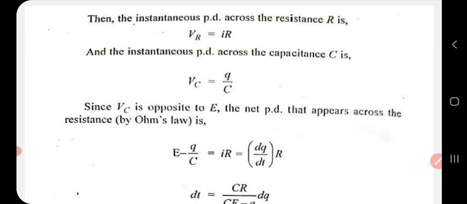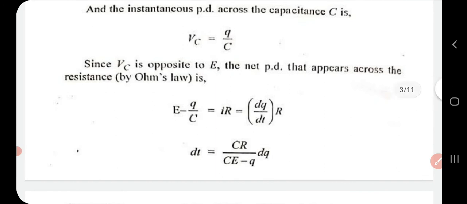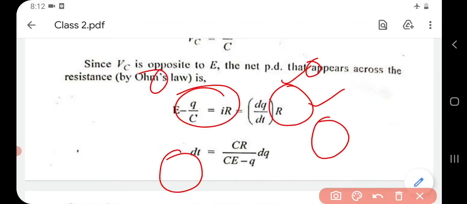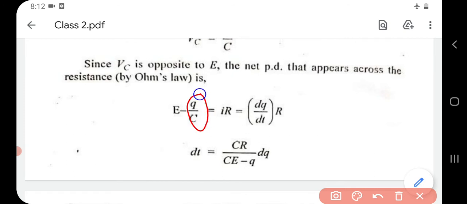Now, I already told that the capacitor voltage VC is opposite to the applied EMF E. Therefore, the net potential difference. These sentences are similar to what we learned in the last class. If you want, you can compare and study. Then the net potential difference across the resistance will be given by E minus Q by C, because the capacitor voltage Q by C is opposite to the applied EMF E. So E minus Q by C is equal to IR, the potential across the resistance R.